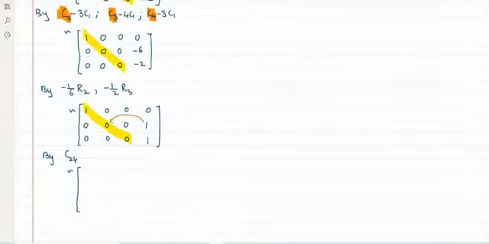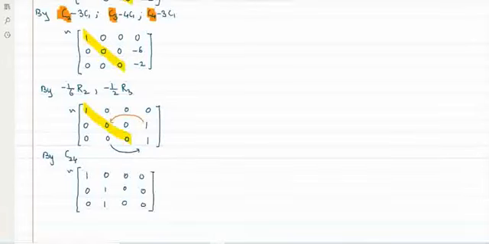First column, no change: 1, 0, 0. Now, the fourth column becomes second. That means 0, 1, 1. Then 0, 0, 0, no change. And this second becomes fourth: 0, 0, 0.